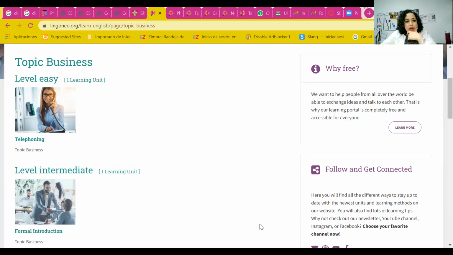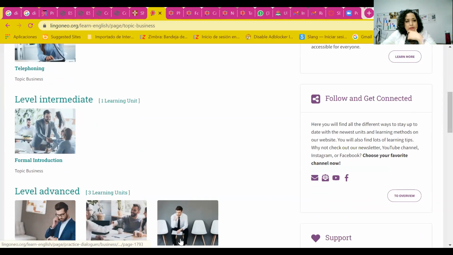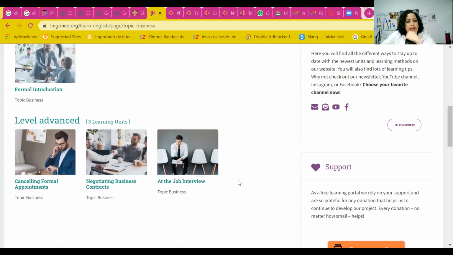And then after that one, we're gonna go to a formal introduction, I think, too. And a little something else from an advanced level of English, which is about these three that you can see here: cancel informal appointments, negotiating business contracts, and at the job interview. So let's see. This is about practicing.